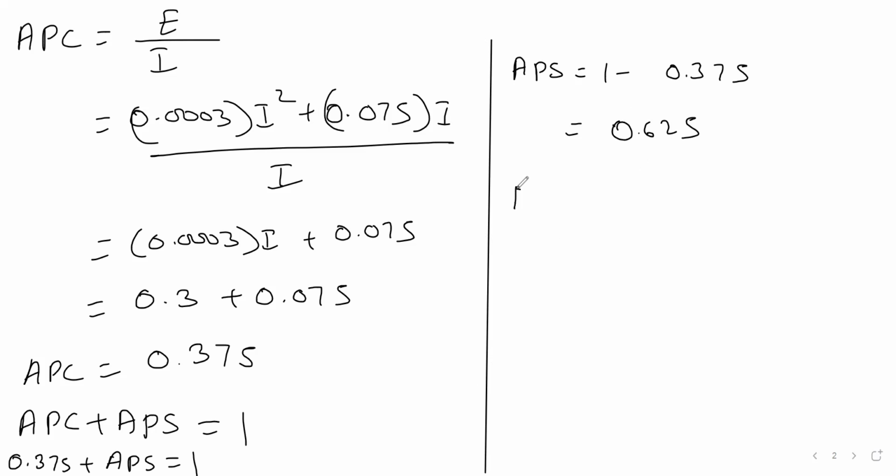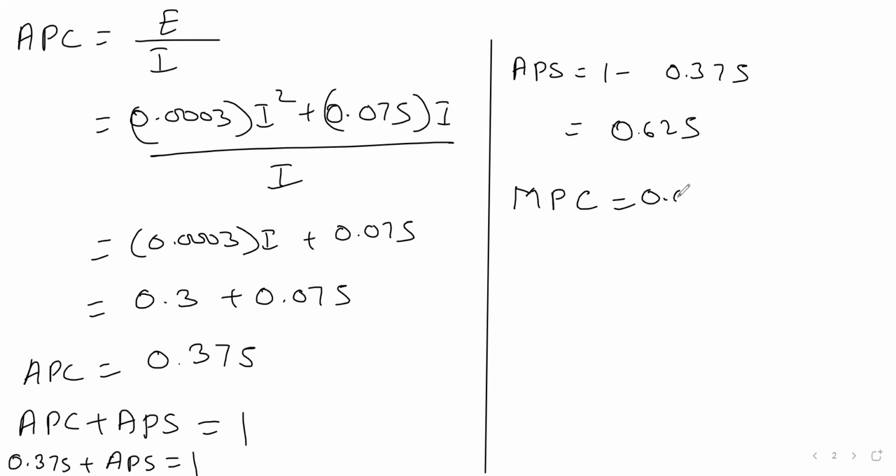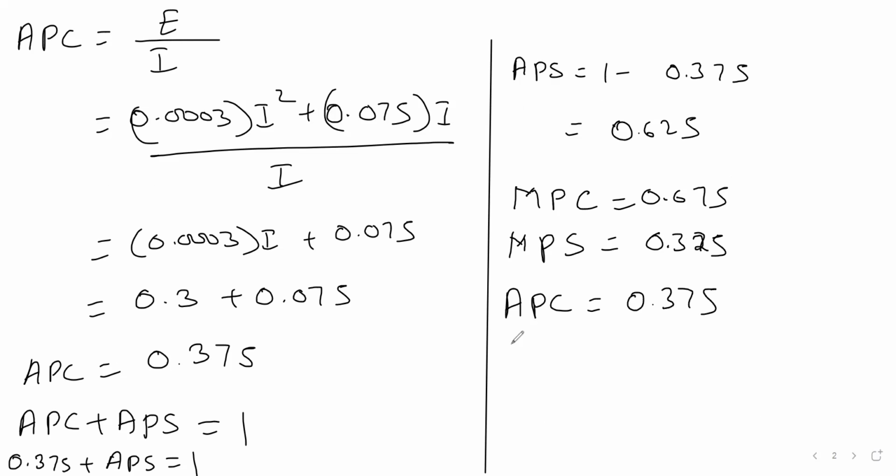So if we see very properly, marginal propensity to consume was 0.675. Marginal propensity to save was 0.325. Average propensity to consume is 0.375 and average propensity to save is 0.625.